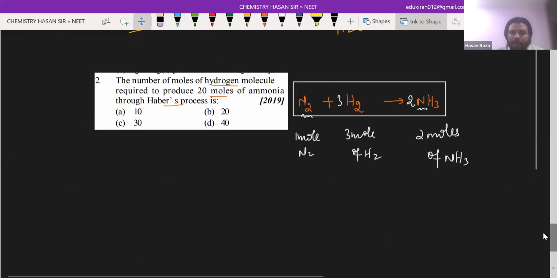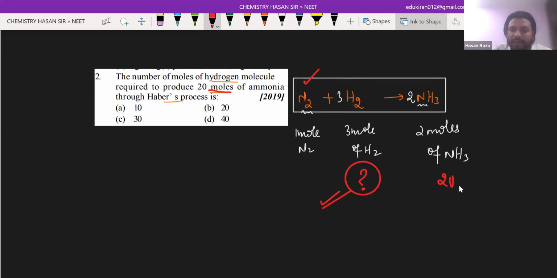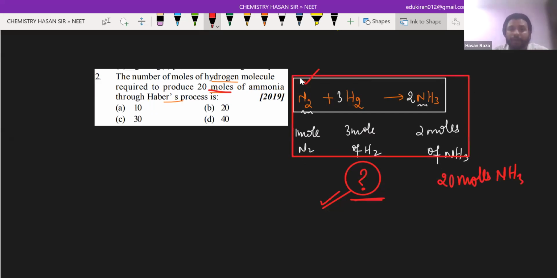Okay. Now see, in the question, what is given? The number of moles of hydrogen is what we need to calculate. There is nothing like nitrogen mentioned in the question, so we don't need to think about this, but for the reaction we require it to make a balanced equation. Now see, to produce 20 moles of NH3, you need to tell me how many moles of H2 are required. From this balanced chemical equation, you can see you have a relation between those two.